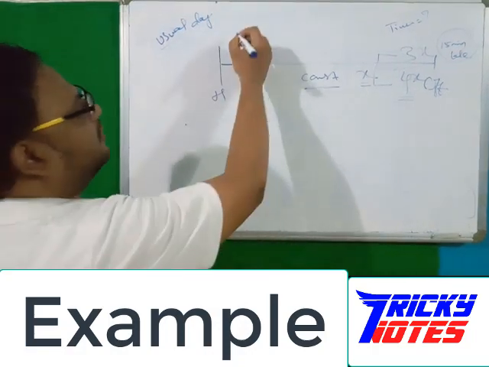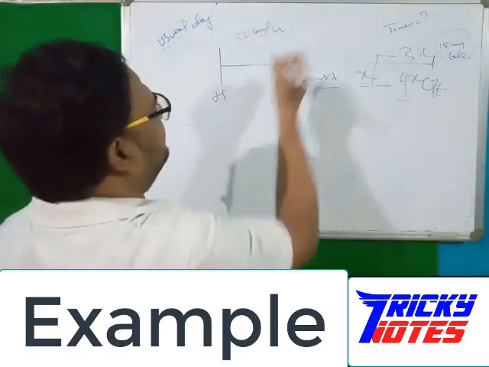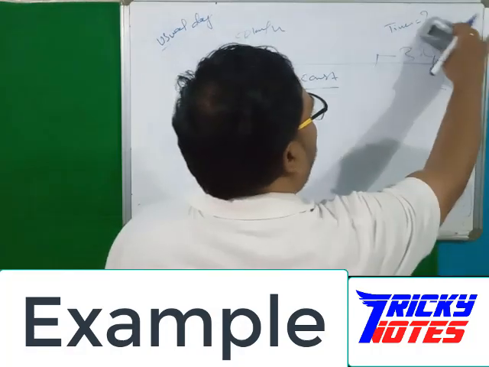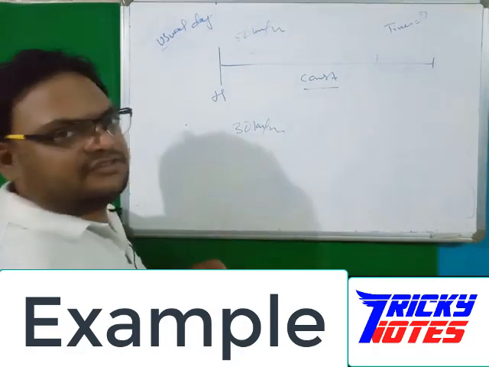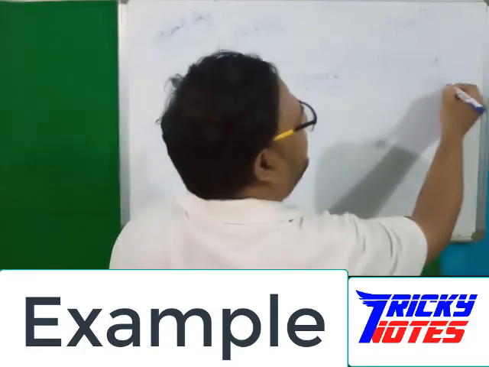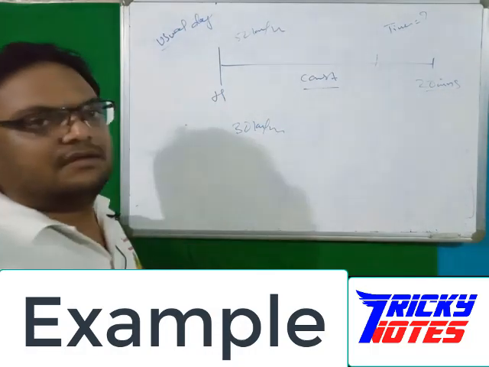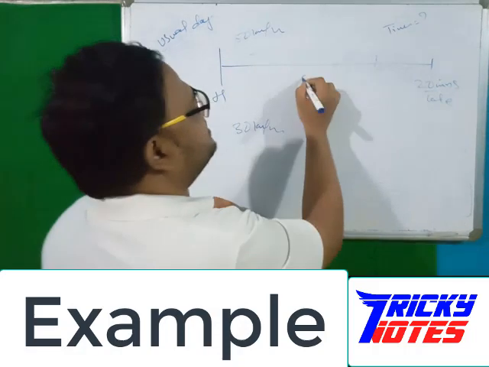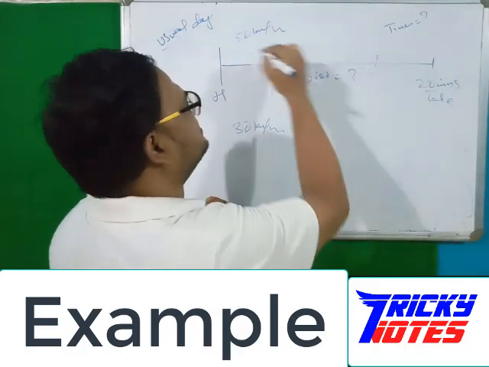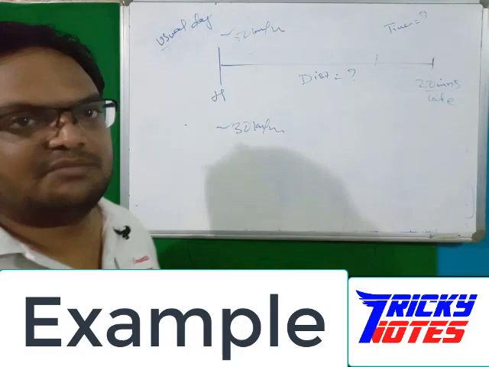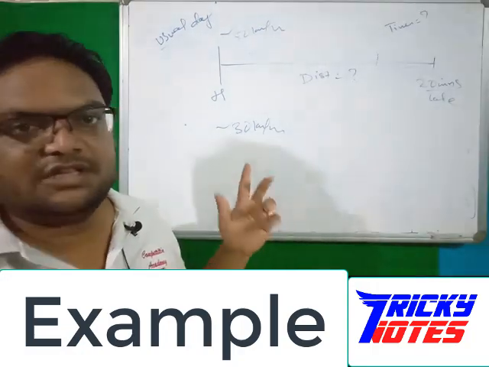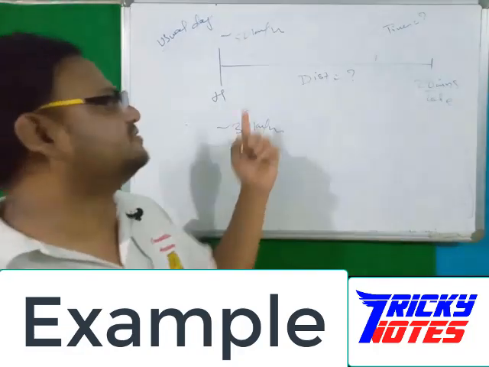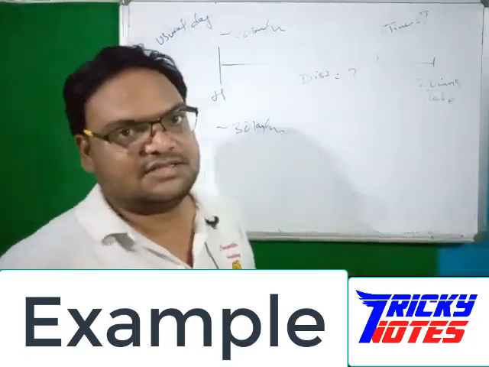Usually the man was walking at a speed of 50 km per hour. Today he is walking at a speed of 30 km per hour. Now, due to this decrease of speed, the man is late to his office by 20 minutes. Find the distance. The question can ask you to find the distance. If speeds are given, the distance can be found out. In the previous question, the speeds were not given. The ratio was given. So we could not find the distance. But now speeds are given, so you can find out the distance also.